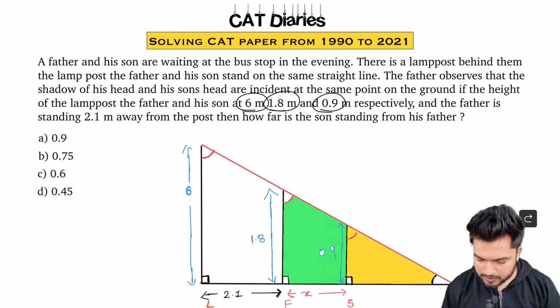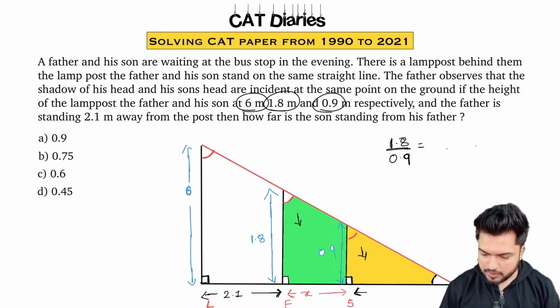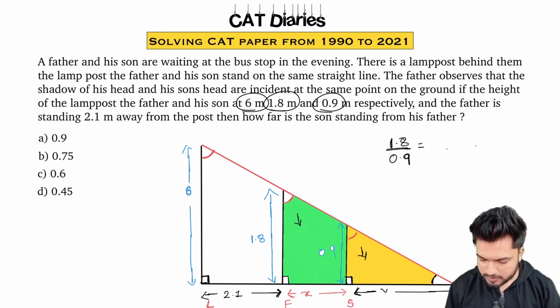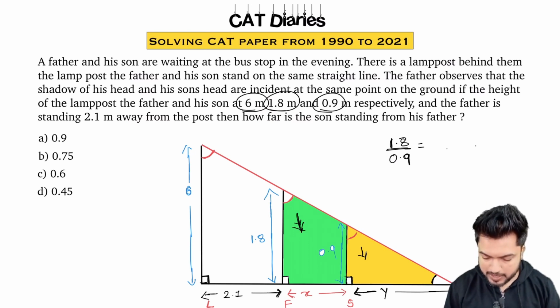So what could you say in this yellow triangle? This side is 0.9. Or if I talk about green, you can say 1.8. So I'll see this angle now, which is opposite to this. So I know 1.8 upon 0.9, green upon yellow, is equal to, since these two angles are equal, the side opposite to this angle, which is x plus this. Let this be equal to y. I need to find out x and y so that I can reach my answer. So the side opposite to this is nothing but x plus y, upon the side opposite to this, which is nothing but y.